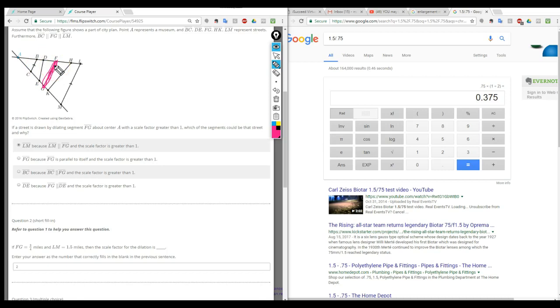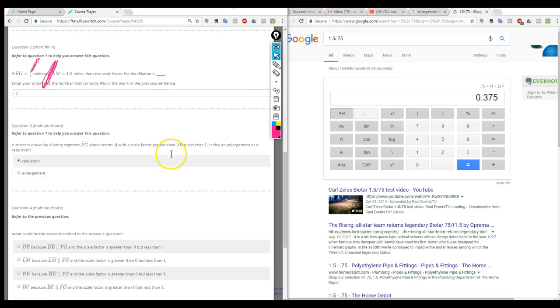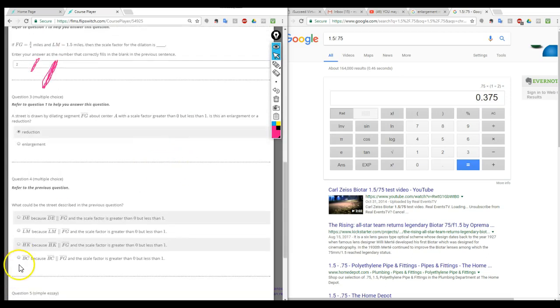And it has to be parallel to it. So BC could be the segment that was described because it's parallel to FG and it is smaller than it. So I'm looking for BC because BC is parallel to segment FG and the scale factor is greater than 0 but less than 1.